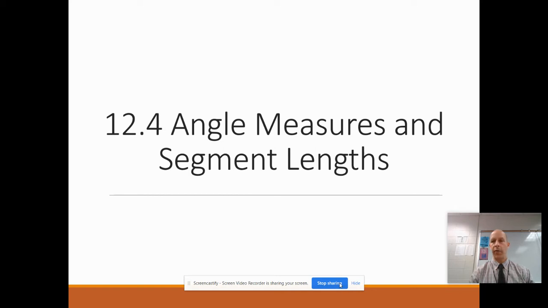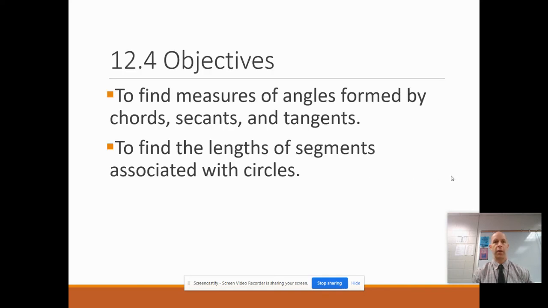Now it sounds like we have already done this, but remember in chapter 12 we're focusing on circles, so we're not just talking about angles and segments by themselves. To be more clear, our objectives are to find the measures of angles formed by chords, secants, and tangents, and to find lengths of segments associated with circles.